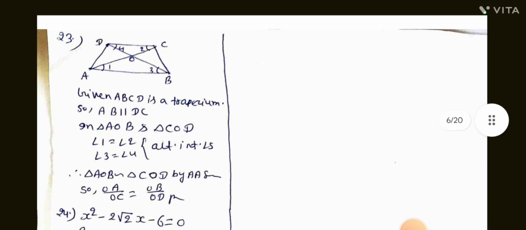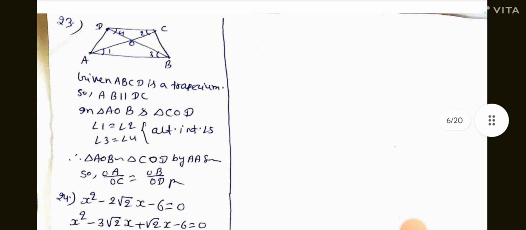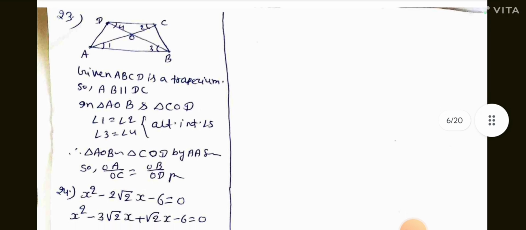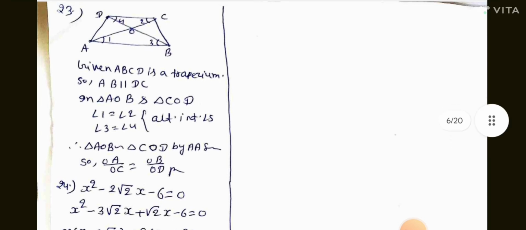If AB parallel DC, if we take two triangles AOB and COD, then we can write angle 1 equal to 2 by alternate interior angle. Angle 3 equal to 4 is also alternate interior angle. In this way, we can say that triangle AOB is similar to triangle COD by double A similarity. After that, we can take OA by OC equal to OB by OD by corresponding parts of similar triangles. In this way, we can prove.